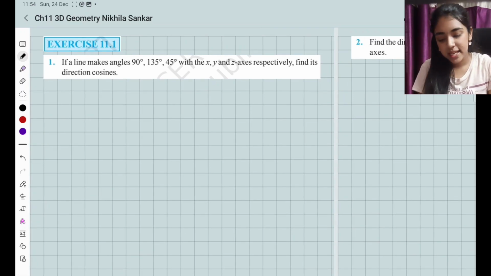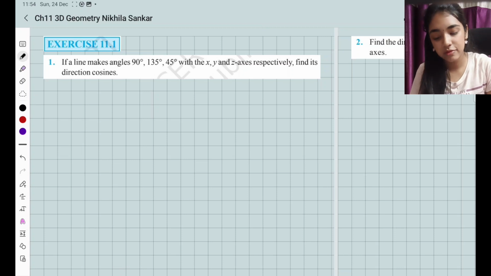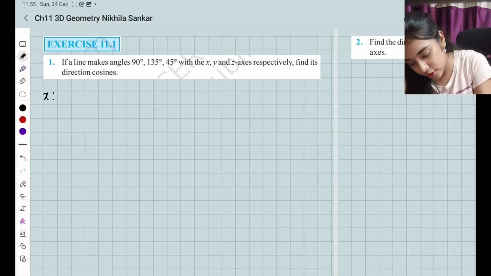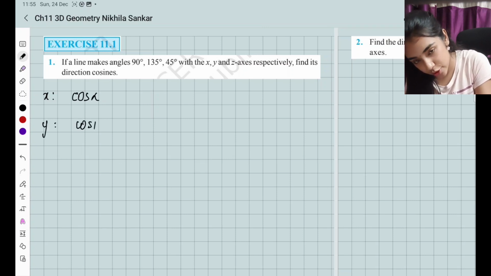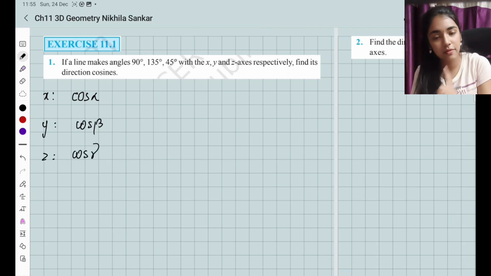If a line makes an angle of 90, 135 and 45 with the x, y and z axis, find the direction cosine. Cosine na என்ன அர்த்தம்? X axis ல it is going to be cos alpha, y axis ல it is going to be cos beta and z axis it is going to be cos gamma. கரெக்ட்டா? Alpha is the angle that the vector makes with the x axis. Vector வந்து y axis ல என்ன angle பண்ணுது? Beta. And gamma is going to be the angle that the vector makes with the z axis.